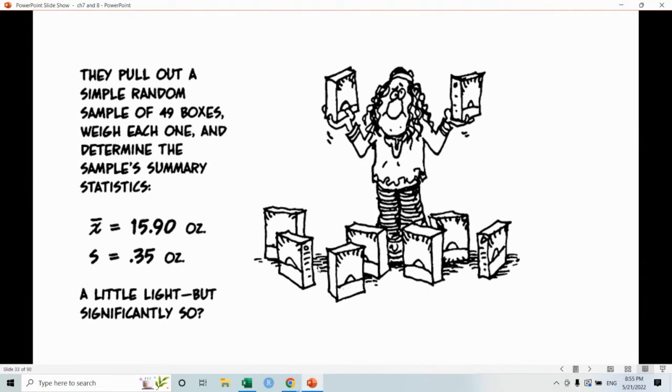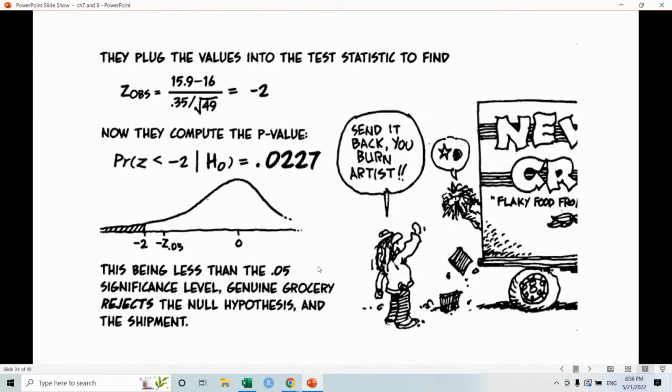So we have a standard deviation of 0.35 ounces. So a little light, but is it significant? We plug those values into the test statistic to find a z-score of -2. Now they compute the p-value. The probability of z less than -2 is 0.0227.